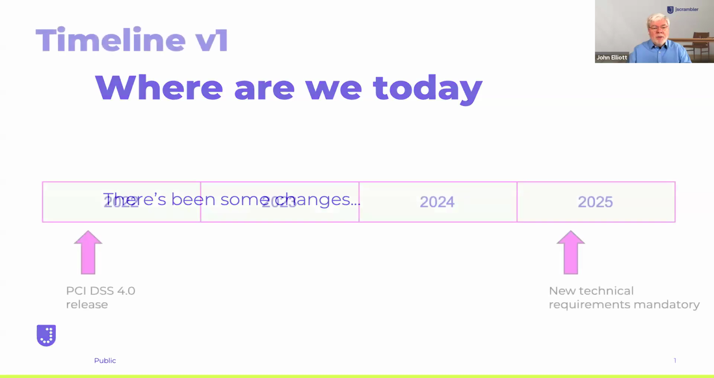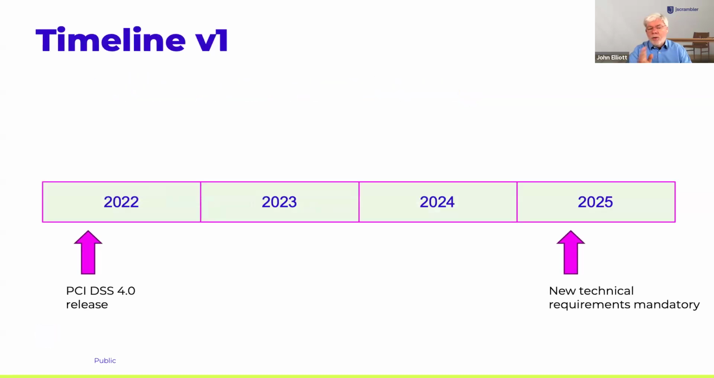Anyway, where are we? So let's go through, as Andrew said, let's quickly go through the timeline first. PCI DSS 4 came out in April 2022. It was mandatory from the 1st of April 2024, and the new, what we used to call future dated requirements, but now best practice requirements, became mandatory on the 1st of April 2025.